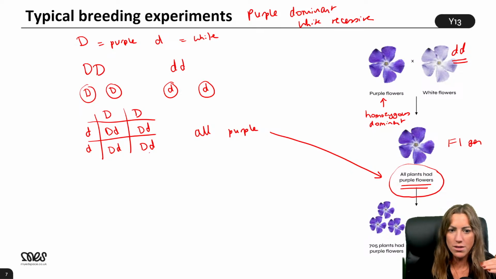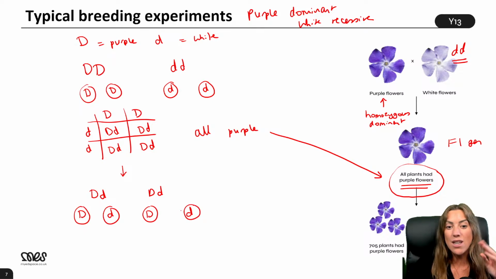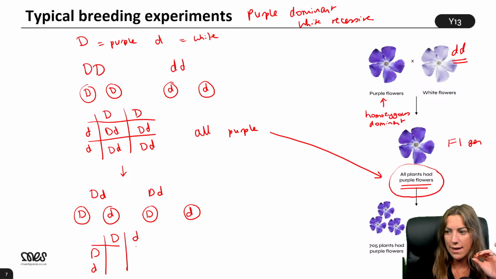But now I'm going to cross 2 of the offspring and get an F2 generation. So I'm going to take 2 of these heterozygous offspring. I'm going to show the gametes that they will produce in meiosis. And remember, gametes are haploid, so they'll only have 1 of each chromosome and therefore only 1 allele for each gene. I'm going to do my Punnett square. This is still just really simple stuff, yeah? I'm going to work out the combinations at fertilization.